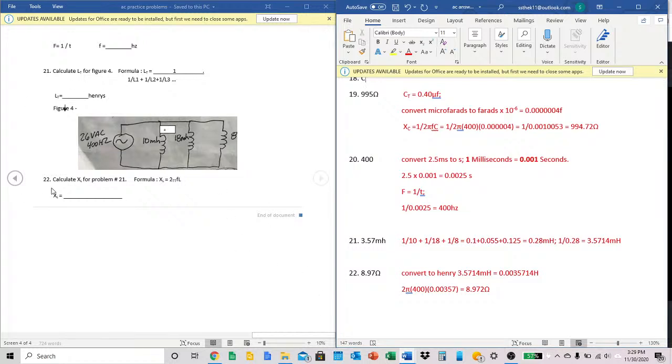We have number 21, calculate the inductance total for figure 4, which is this clip here. It's a little messed up on my screen. The milli Henrys got cut off on this clip, so I tried to put a little text box in there. I don't know if that showed up on your end or not, but in this format that I'm viewing, it's moved over here. But they're all in milli Henrys.